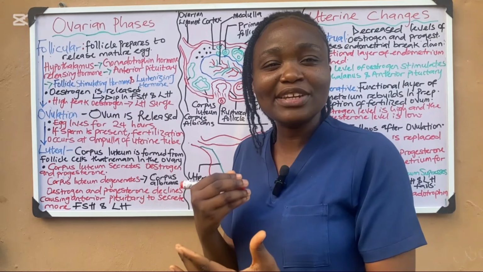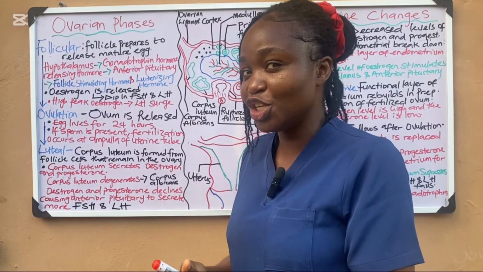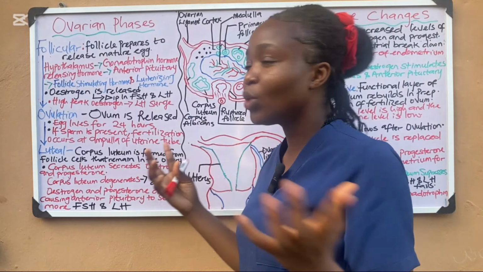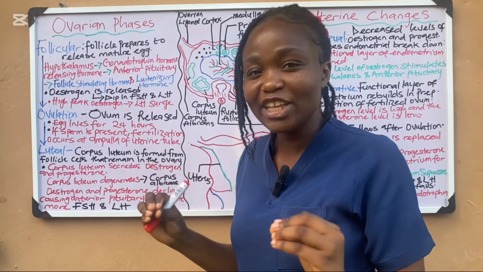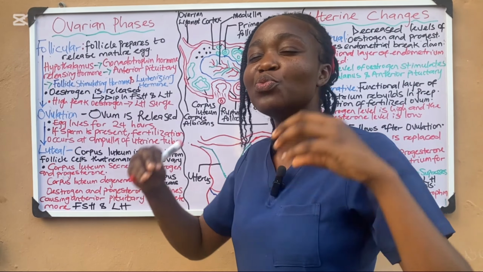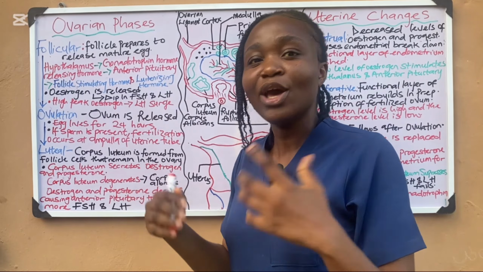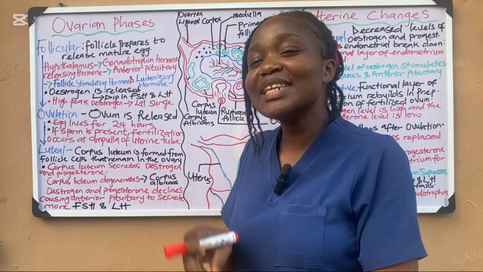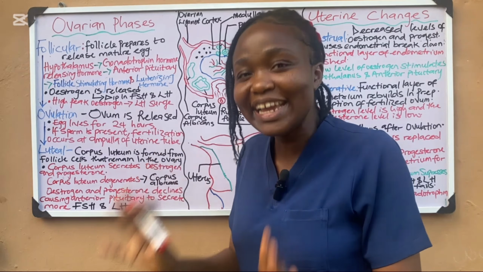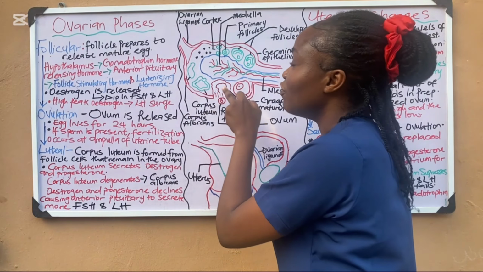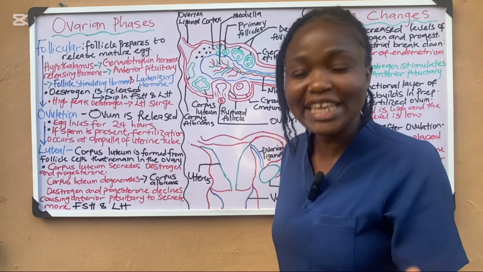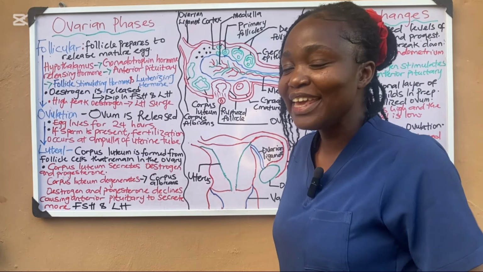But it will get to a point that there will be a high peak of estrogen, and at the high peak of estrogen, what then happens? There will be an LH surge. So the luteinizing hormone will be released in plentiful supply. What is the reason for this? Because the luteinizing hormone is what would finally help the rupturing of the Graafian follicle and the release of an egg, which is simply ovulation.